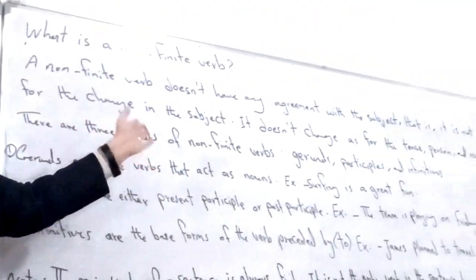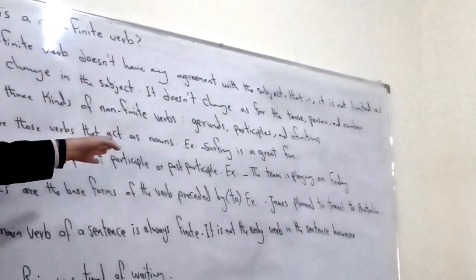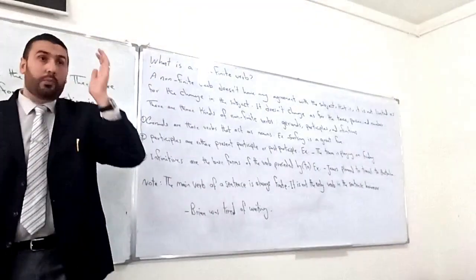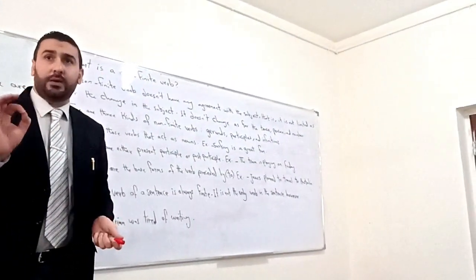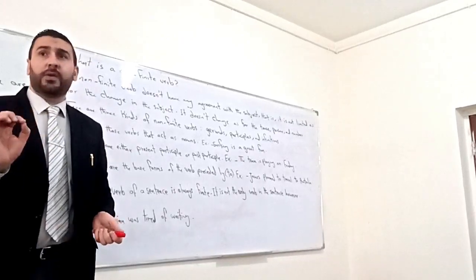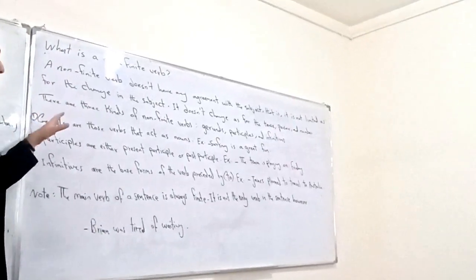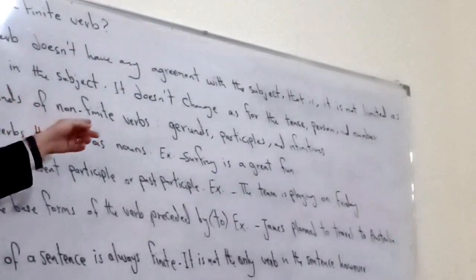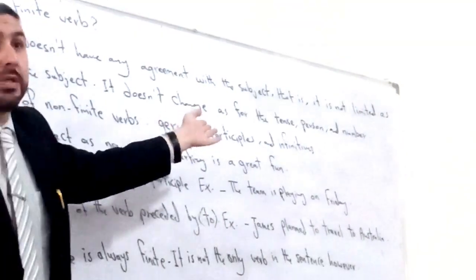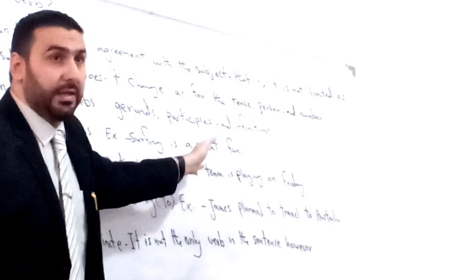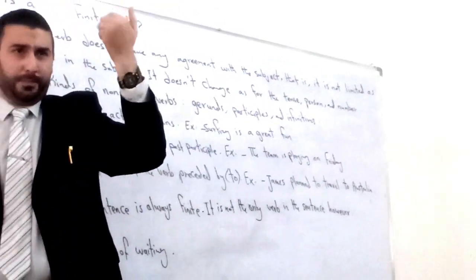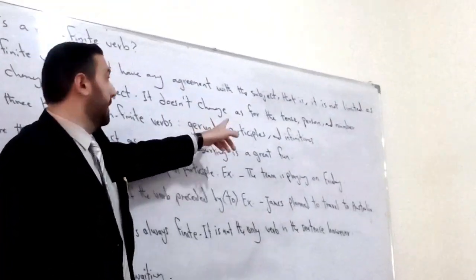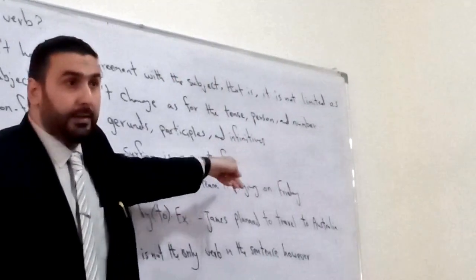And there are three kinds of non-finite verbs. Be careful. I may ask you in the examination, tell me about the three kinds, or what are the kinds of non-finite verbs? So, there are three kinds of these non-finite verbs. We have the gerunds, and participles, and infinitives. Please be with me. Are you with me? We have the first kind, gerunds, and participles, and infinitives.